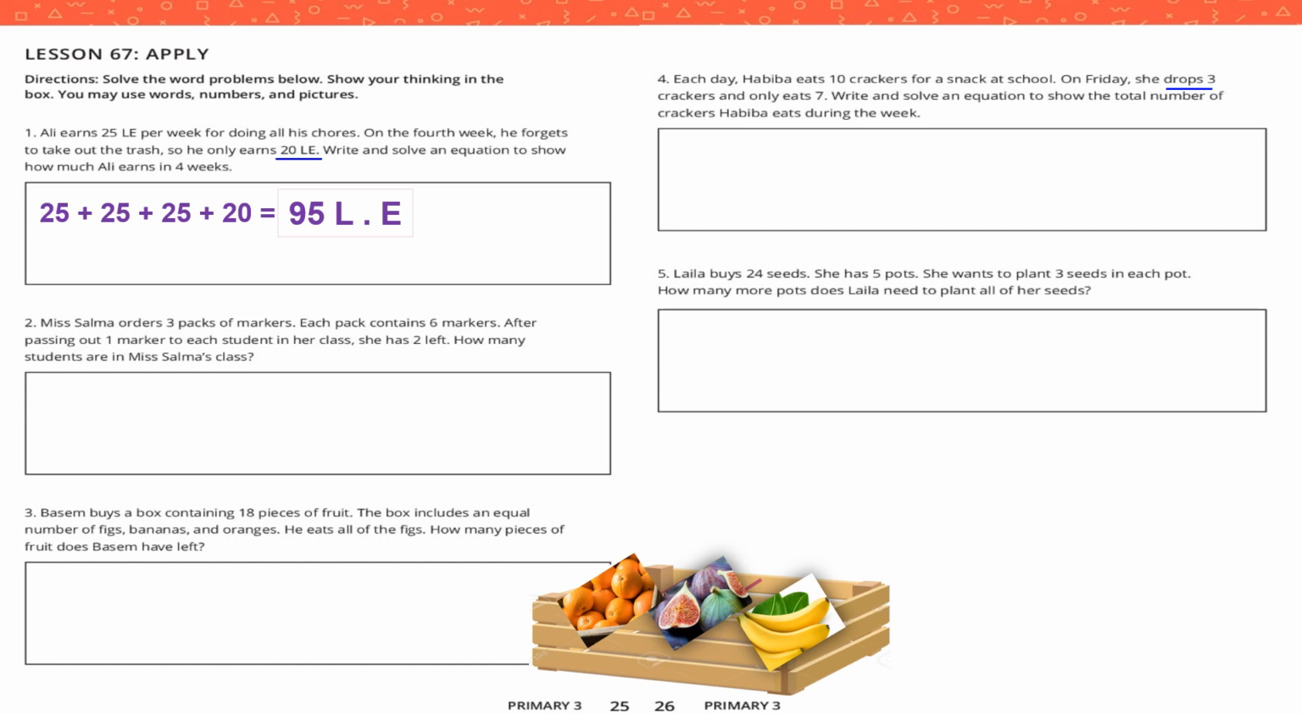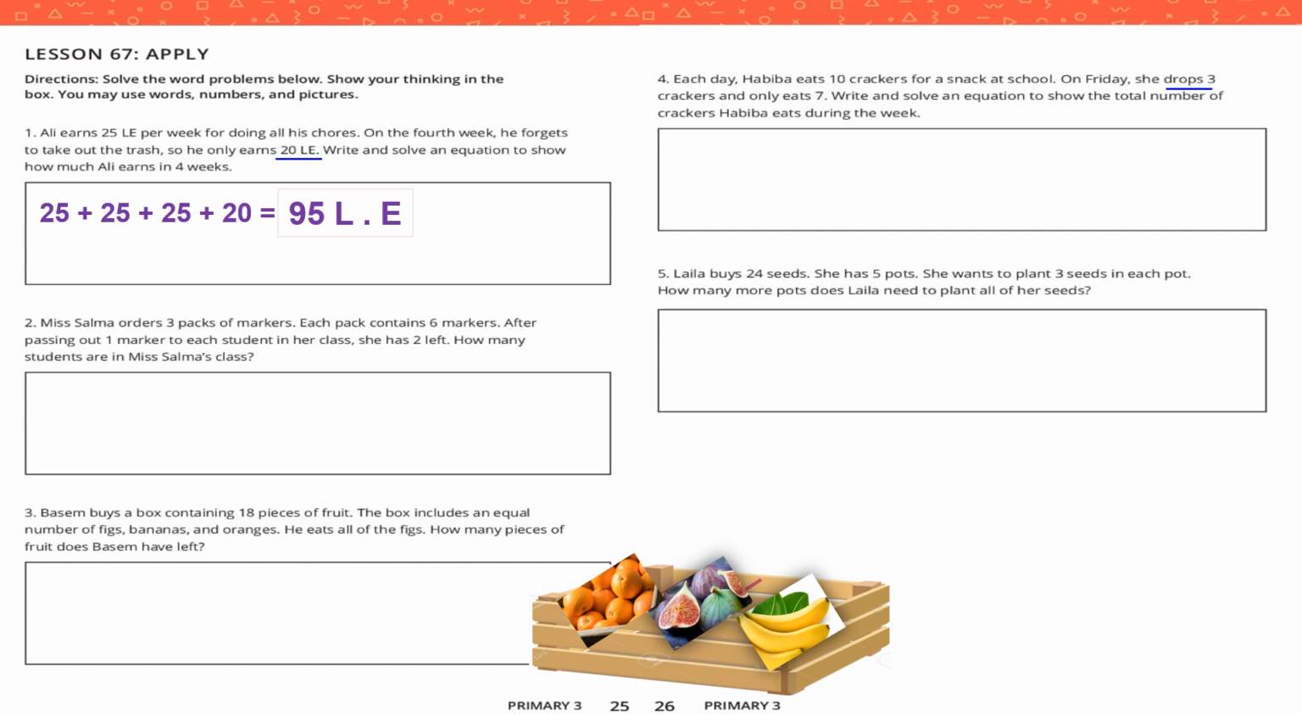Number 2, Miss Salma orders 3 packs of markers. Each pack contains 6 markers. So she has 3 packs, and each pack contains 6 markers. After passing out 1 marker to each student, it means she gave each student 1 marker only, she has 2 left. 2 markers left. How many students are in Miss Salma's class?